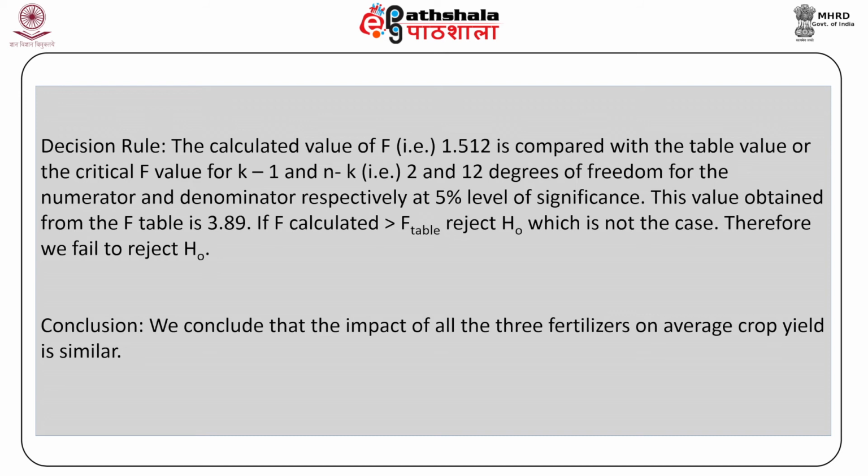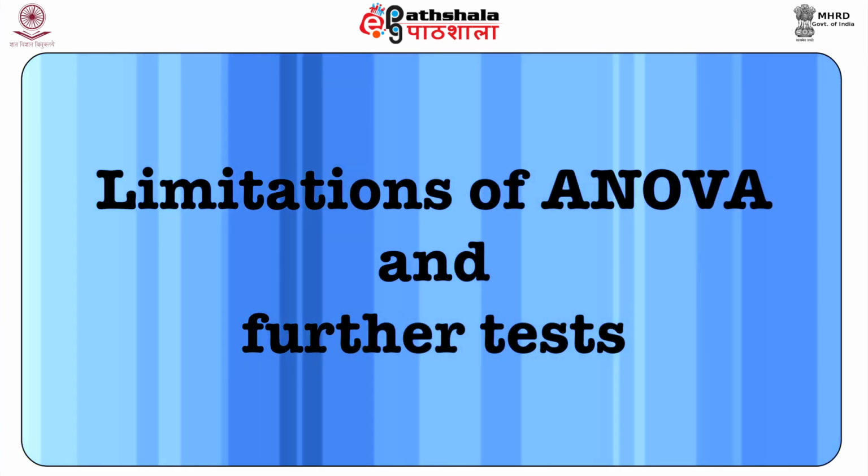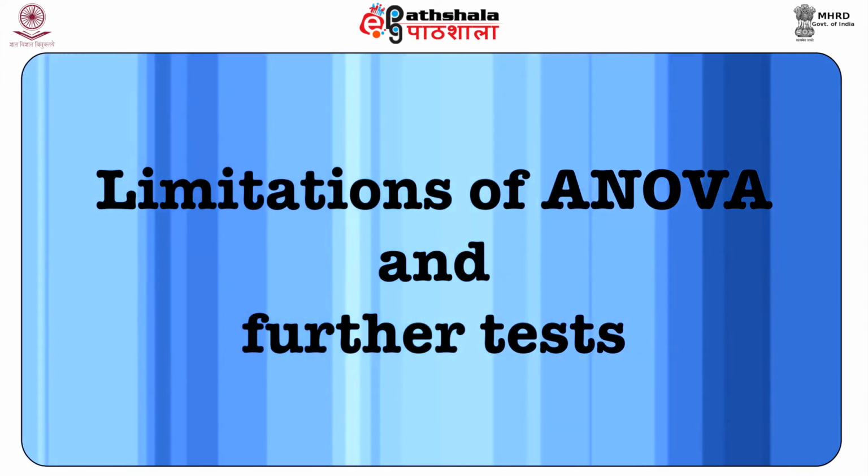Now this is not the case in our current example, because we find that the calculated value of F is 1.512 and the tabulated value is equal to 3.89. Therefore, we fail to reject the null hypothesis H0. So what is the conclusion? We conclude from this decision rule that the impact of all the three fertilizers on average crop yield is similar.